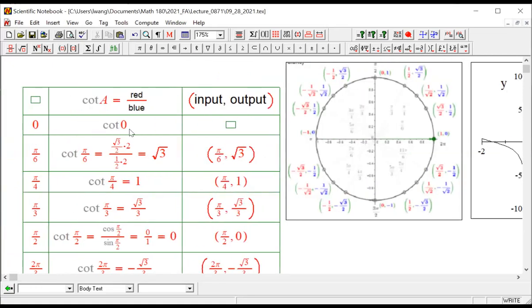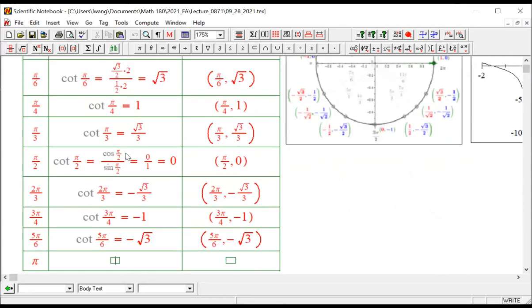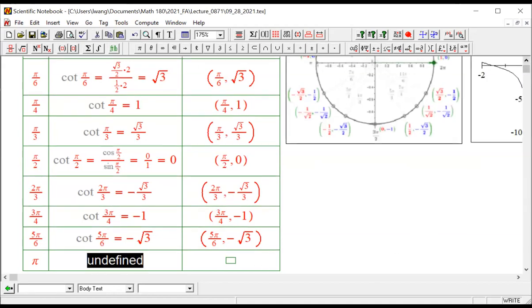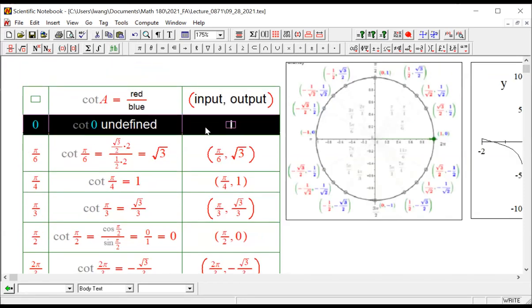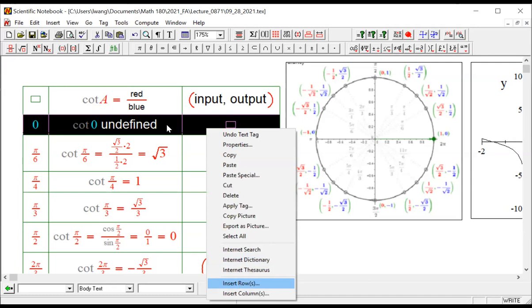Reflect on the table. First of all, this is undefined, isn't it? This is undefined, right? Because those are on the forbidden. That's the forbidden. And this is also undefined. You guys follow me?